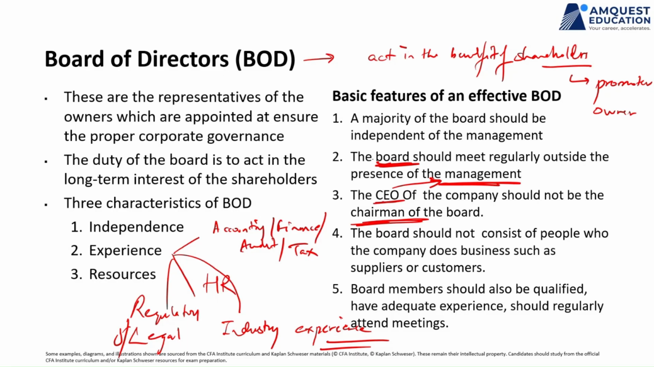The board should not consist of people who do business with the company, such as suppliers or customers. Obviously, if you include these guys, there is vested interest. You would want independence, and you are compromising on independence by appointing customers or suppliers on your board, or anyone else who gets benefit based on certain decisions.